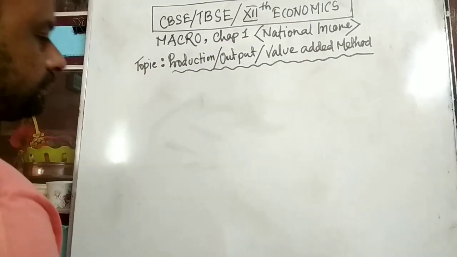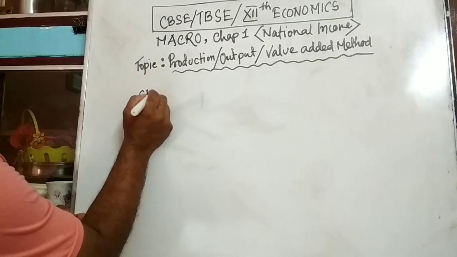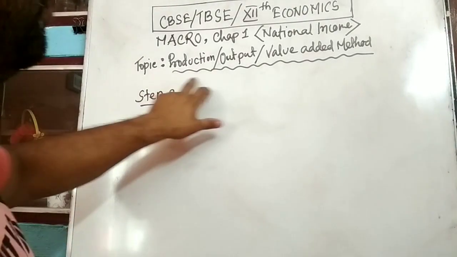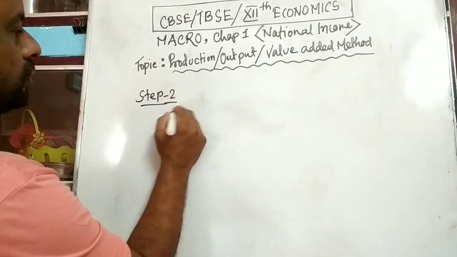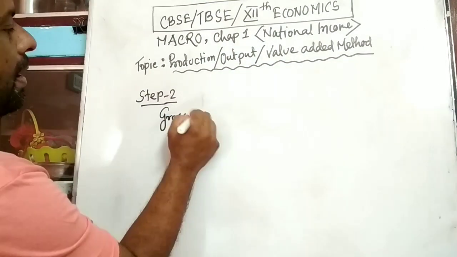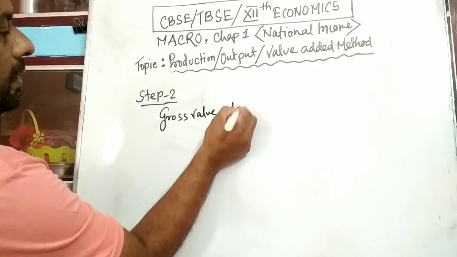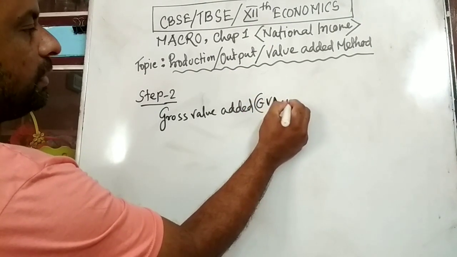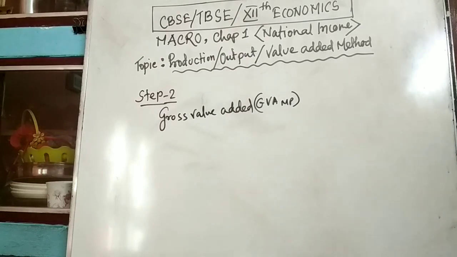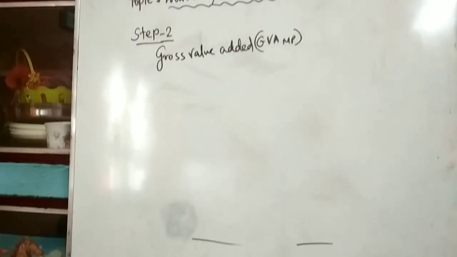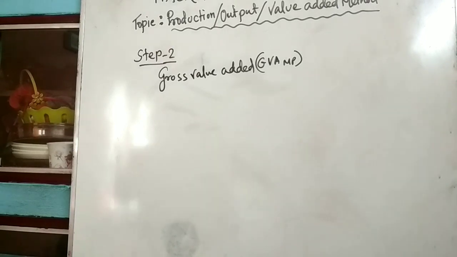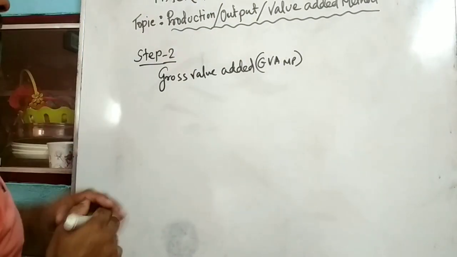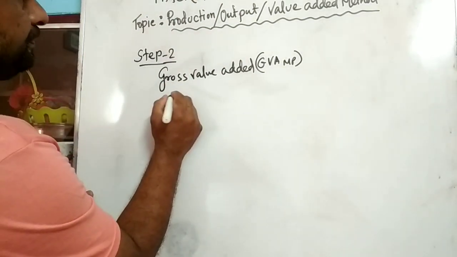Step 2. In step 2, we have to calculate the gross value added by all the three sectors. Gross value added, in short, is called GVA. It is calculated at market price. Gross value added at market price means the total value of production by all the three sectors. Now, how do you calculate gross value added at market price?